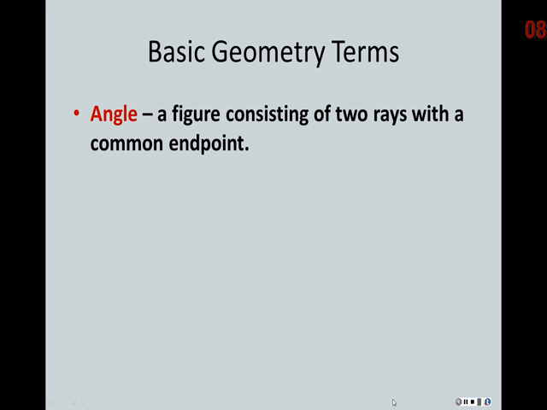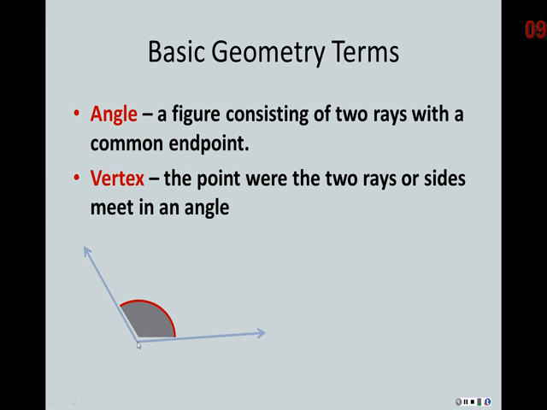Here's some more terms. Now, an angle consists of 2 rays with one common endpoint. And this is an example of an angle. Here's the endpoint. So from this point to that arrow, that's a ray. From this point to that arrow, that's a ray. Now, this point where the 2 rays meet is called the vertex. Vertex is going to be a very important point in geometry because you create angles that way.